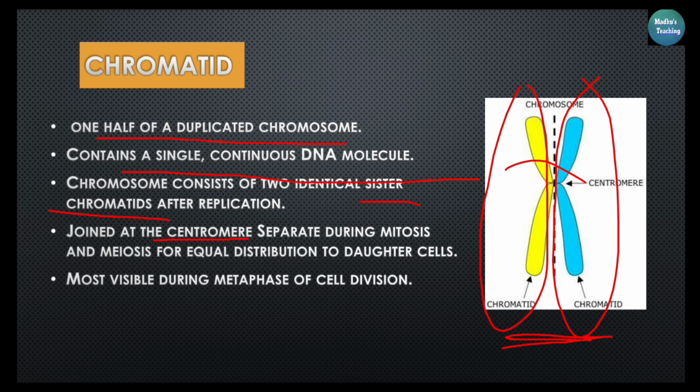A chromatid is composed of a single linear DNA molecule, and these chromatids are joined at the centromere region, which is present at the center of the chromosome, and these sister chromatids are equally segregated into two daughter cells during the mitosis and meiosis processes, and these are mostly visible during the metaphase of the cell division.